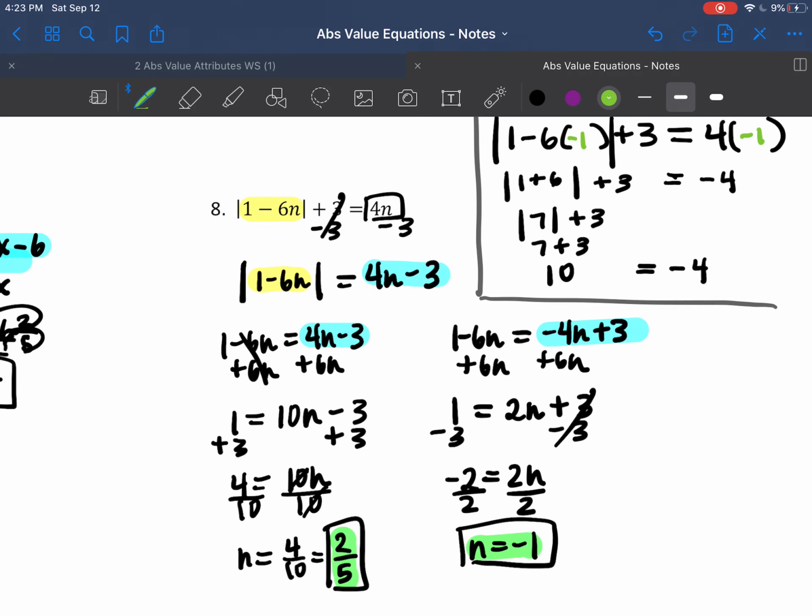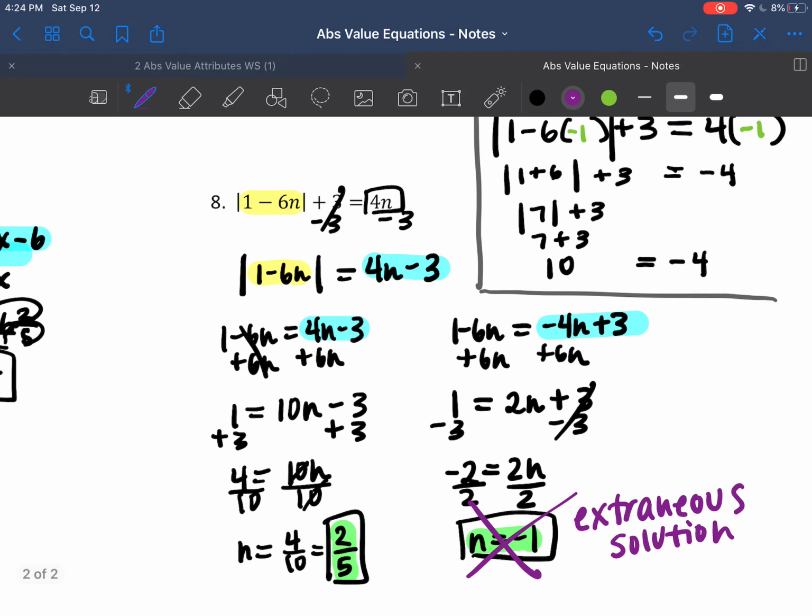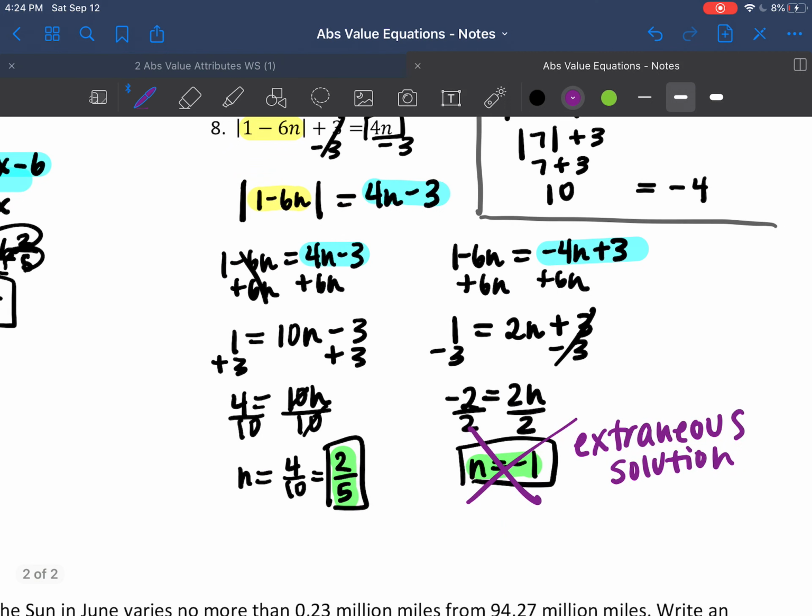And so even though we did the correct algebra to get to n equals -1, it still doesn't work. And so n equals -1 is what we call an extraneous solution. And so the Algebra 2 standard says you can identify extraneous solutions. And so on your paper, you would need to cross that off and just say EXT. You don't have to write out the whole word. EXT SOL. That's how you're going to show me you can identify extraneous solutions.